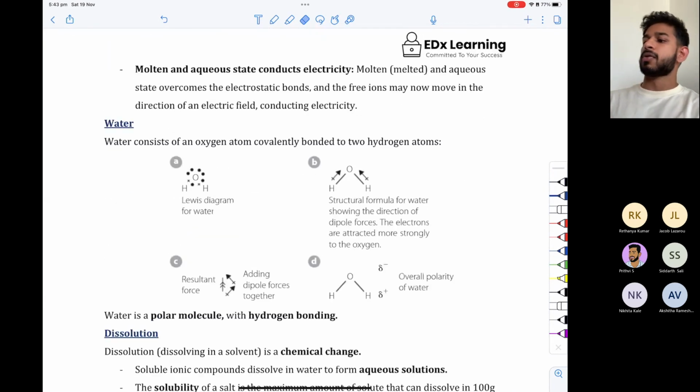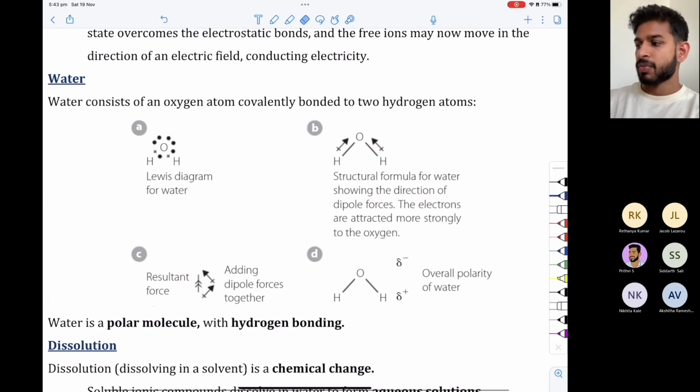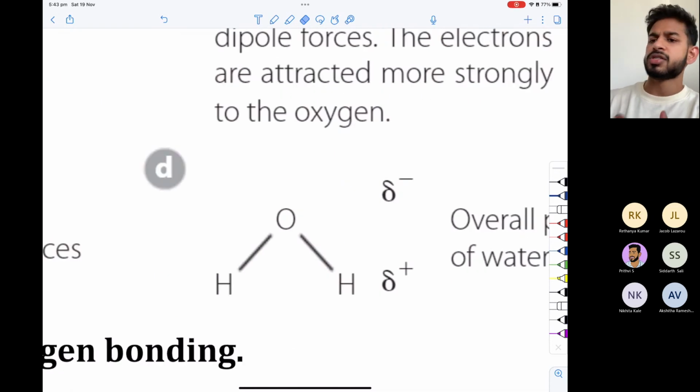Good. All right. Now, let's start talking a little bit more about water. For water, you guys need to know how to draw the Lewis electron dot diagrams for water. Now, the key thing you need to remember, oxygen, how many electrons does it have, Jacob?